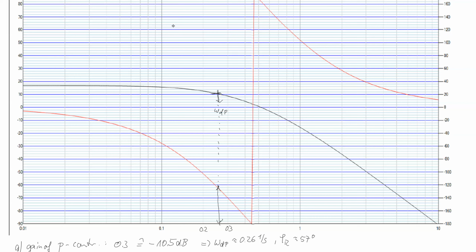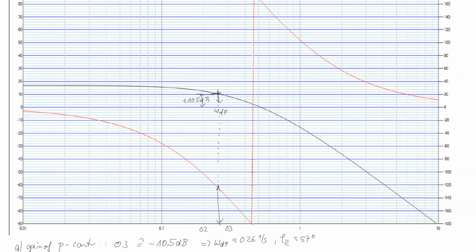In your paper, I want to see these points, and then I can see if you have done this right. So note that this difference here is plus 10.5 dB. Okay, so this is case A. Let's continue with case B.